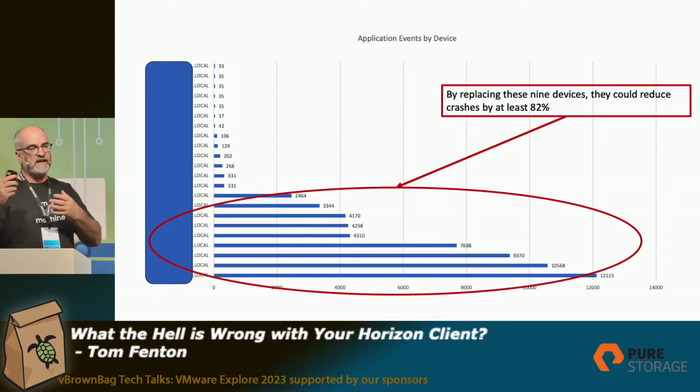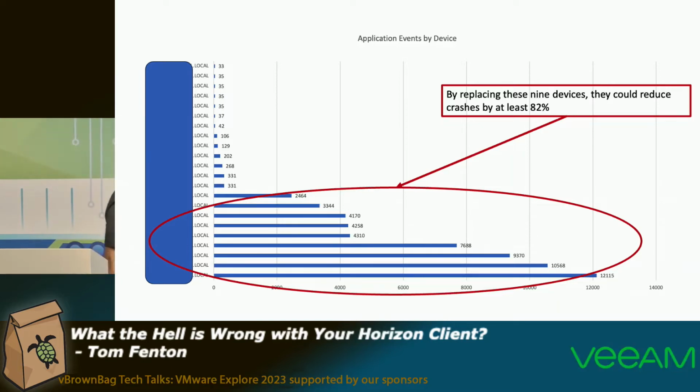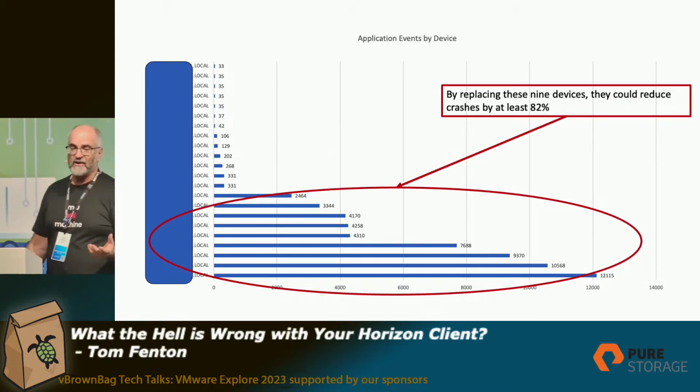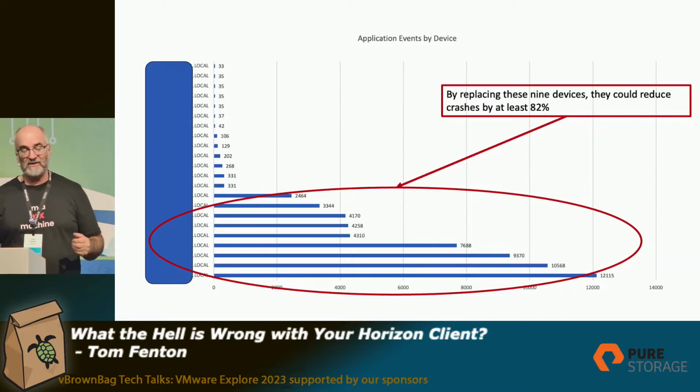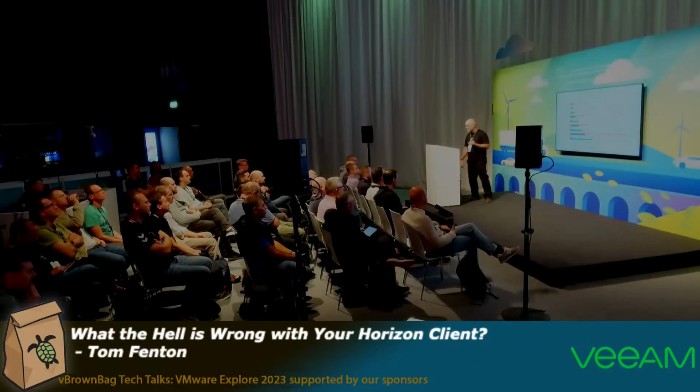We found that some of these were coming from specific devices, and these bottom 9 were responsible for like 82% of the crashes. So these devices were actually causing it. Once we got rid of those, their calls went way down. It was truly remarkable that just this small subset of devices was causing them so much pain. They just didn't have the metrics. They just couldn't measure it.